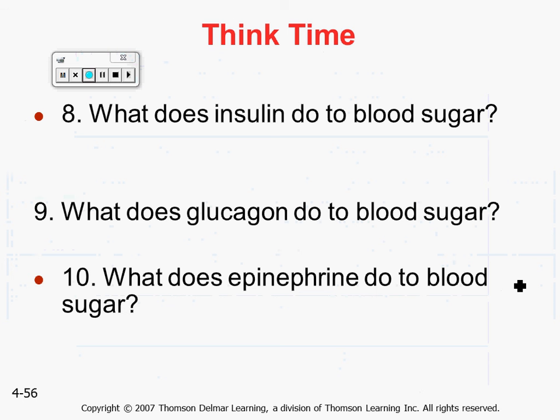All right, so what does insulin do to blood sugar? What does glucagon do to blood sugar? And what does epinephrine do to blood sugar? Each one of these, do they raise or lower? What does insulin do? What does glucagon do? What does epinephrine do? You don't have to write the question, just the answer. Does insulin raise or lower? Does glucagon raise or lower? Does epinephrine raise or lower blood sugar? And that's on page 183 if you need it. Page 183.